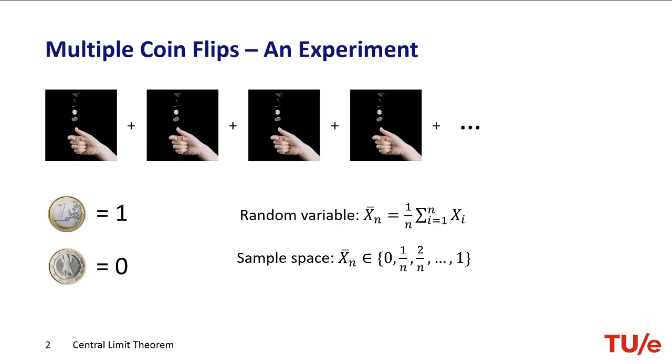If we flip n such coins, the sample space consists of integer multiples of 1 over n, starting from 0 up to 1. In other words, we can observe as the outcome of the experiment any i over n where 0 is less than or equal to i, which is less than or equal to n. We know that getting a 0 or a 1 from an individual coin flip has equal probability, 0.5. What happens as we increase the number of coins n?